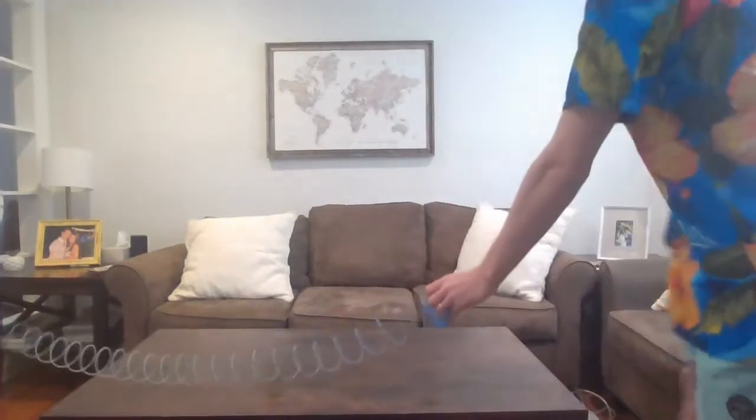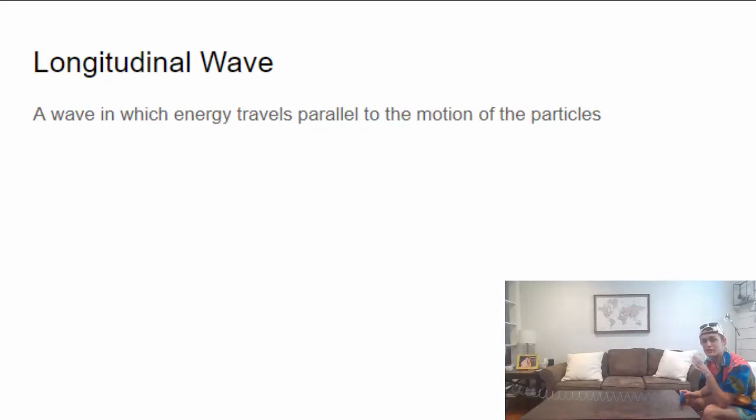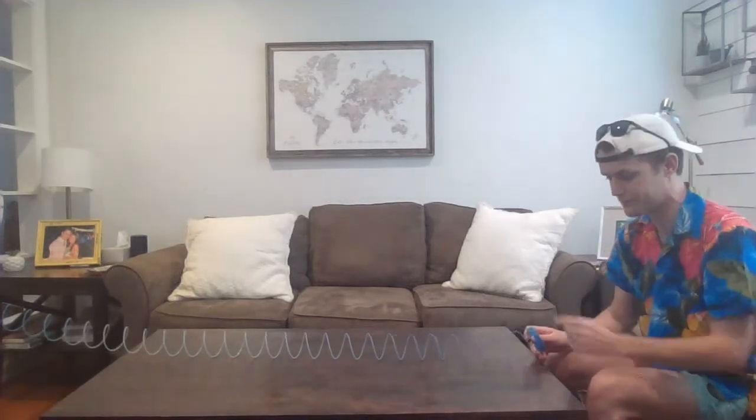So now, longitudinal, the other wave. We can actually show that with the slinky as well. Before I was moving it this way, and the energy was going this way. But a longitudinal wave is a wave in which the energy travels parallel to the motion of the particles. So our goal is to get the energy and the particles going in the same direction. So instead of moving it like this, I'll actually be bunching it up and releasing. One more time. I bunch up and I release.